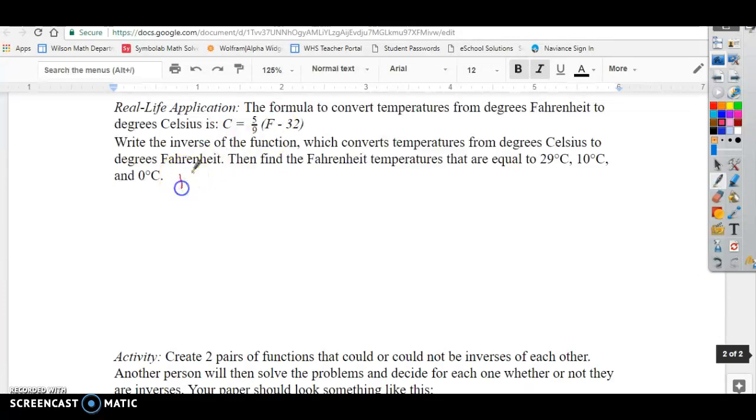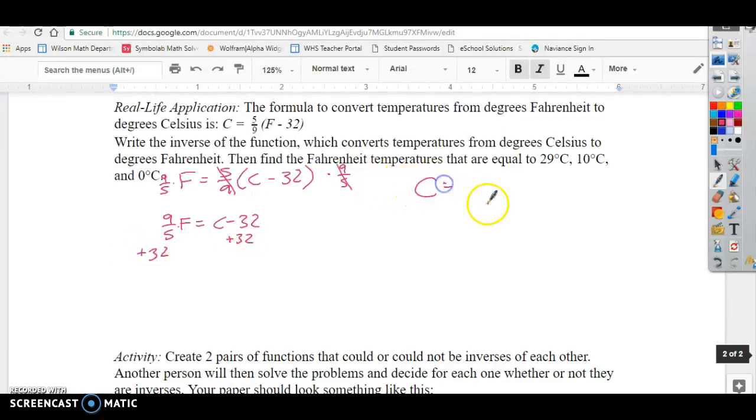So what we're going to do is find the inverse, so F and C will get switched. I'm going to multiply that 5/9 over, so I multiply by the reciprocal. This 9/5 and 5/9 cancel out. C minus 32 is equal to 9 over 5 times F. I then add 32 over. So we're looking at a formula that would be C equals 9/5 F plus 32.